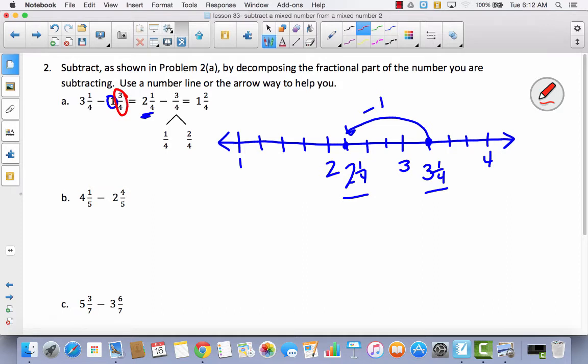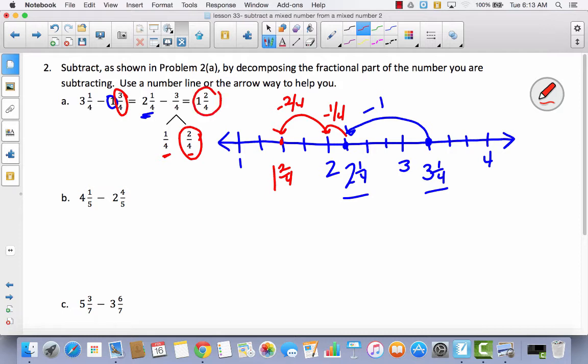So I want you to look at what they did. They said, well, I can't take 3/4 from 1/4. So they decomposed 3/4 into 1/4 and 2/4 because you can easily take away 1/4. Look at what happens. When you're right here at 2 and 1/4 and you take away 1/4, that takes you right here to 2. Now I have to take away 2 more fourths. So I'm going to go back 2 more fourths like this. And now I'm going to see where I landed. So I'm at 1 and 1/4. I end up at 1 and 2/4, which is the answer here.